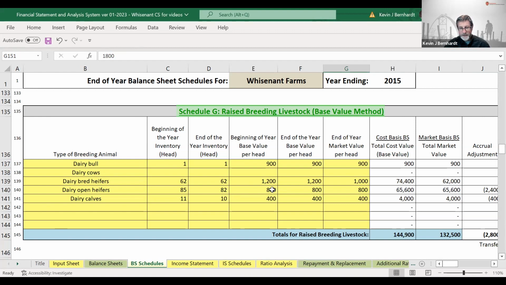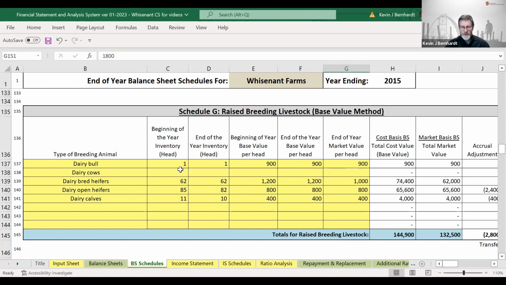Now, because of that, the actual costs that it took to raise that animal, the feed and vet costs and so forth, are continuing to be deducted in the year that they occurred. So when you use the base value method, those expenses have already been deducted, and so we do not depreciate it then. You can't do both. So with the base value method, there is no depreciation cost involved.